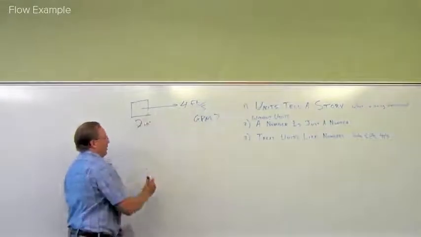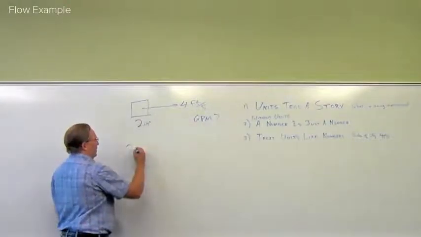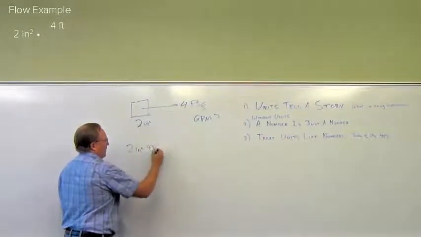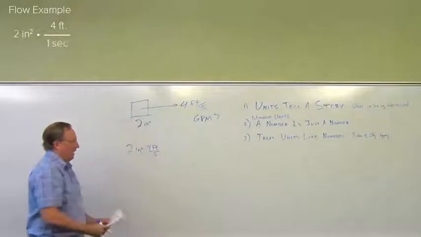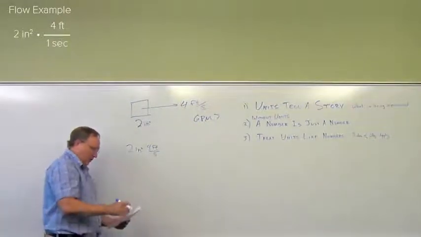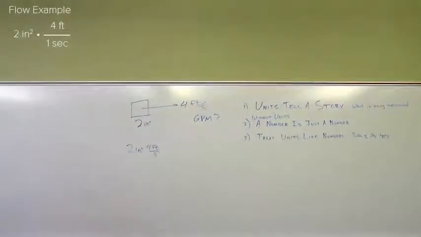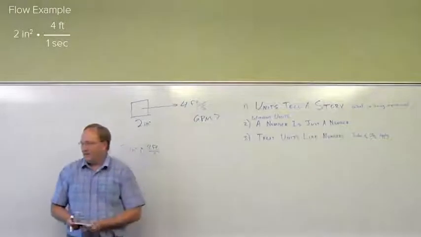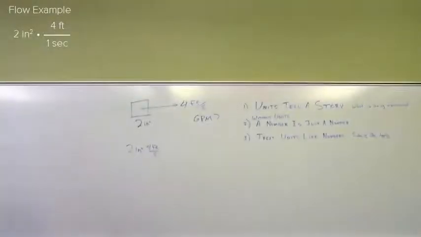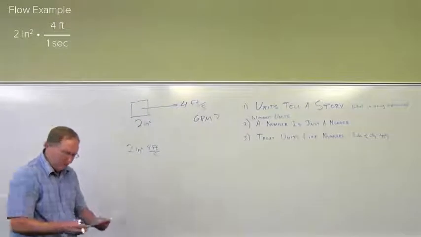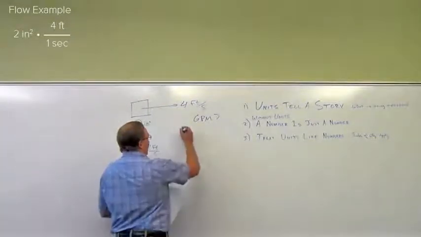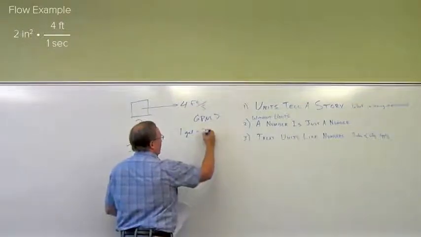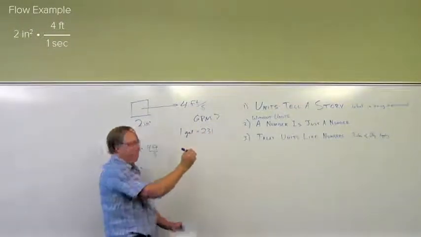So I'm just going to jump in here. Let's just write this. We've got 2 inches squared times 4 feet per second. And now what I need to know is, and I looked it up in my book, we've got these little books for our course. I'm not sure what page it's on. If you look in there, it looks like it's on page 14. You're going to find out that 1 gallon occupies 231 cubic inches.